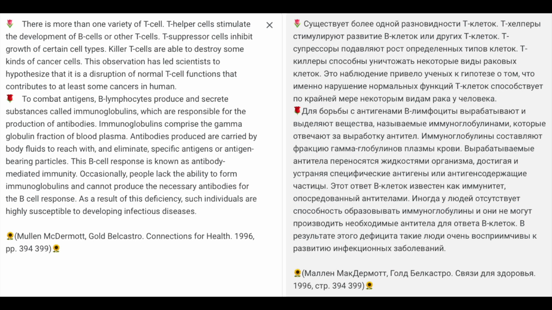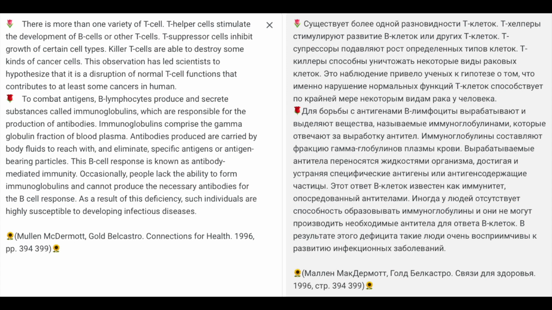T helper cells stimulate the development of B cells or other T cells. T suppressor cells inhibit growth of certain cell types. Killer T cells are able to destroy some kinds of cancer cells. This observation has led scientists to hypothesize that it is a disruption of normal T cell functions that contributes to at least some cancers in humans.